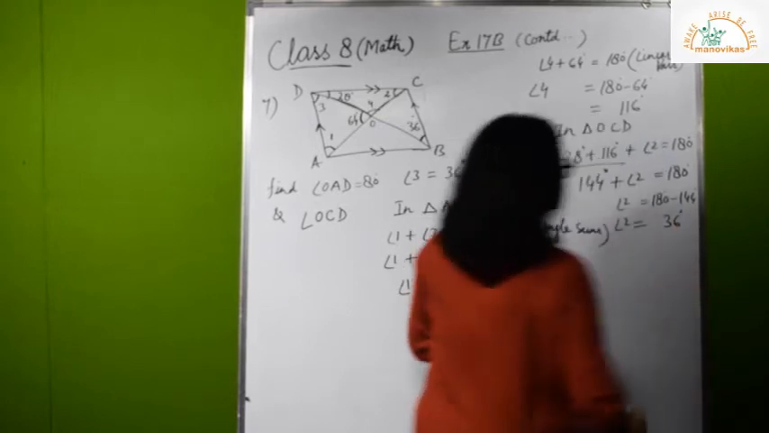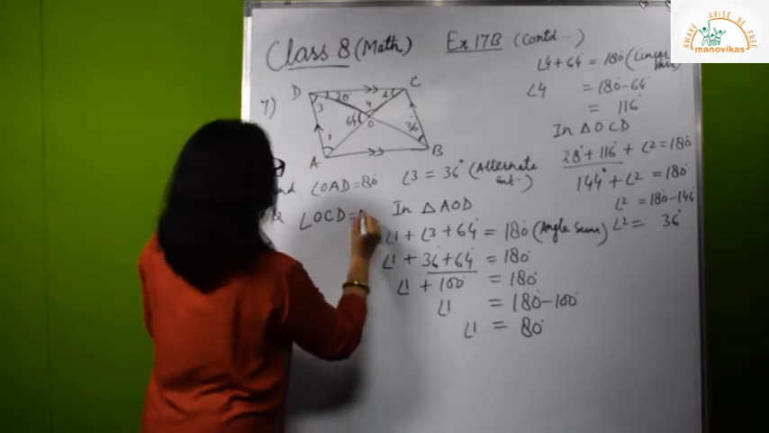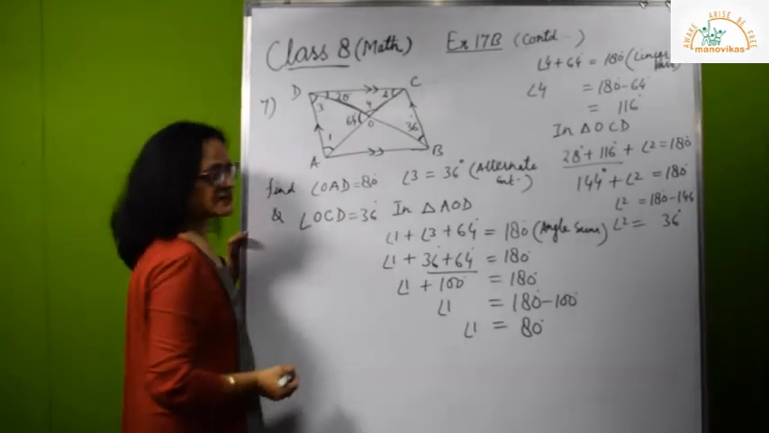So angle 2 is equal to 36 degree. So angle 2 means angle OCD, and this is equal to 36 degree.